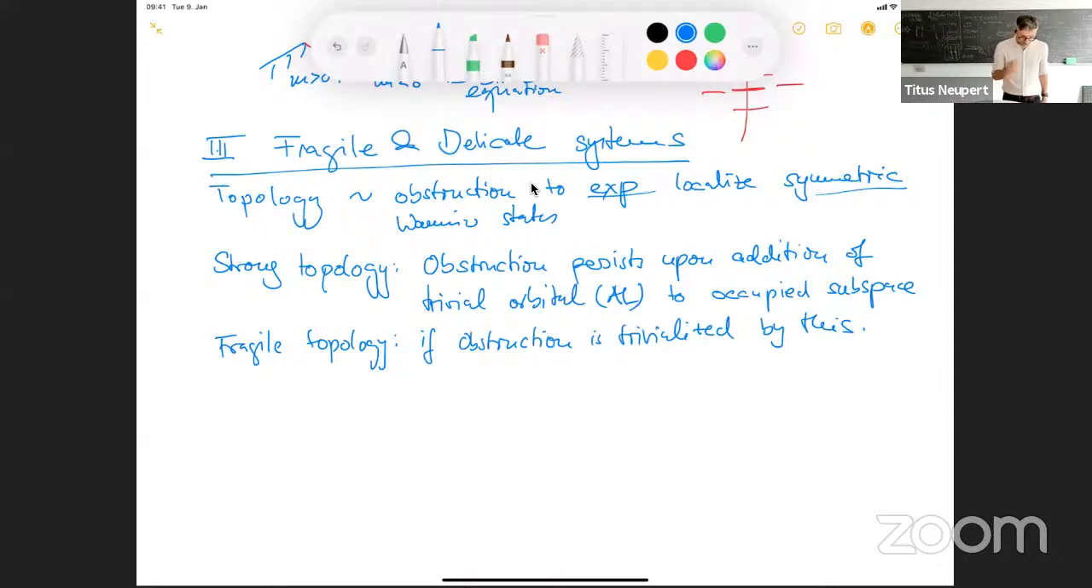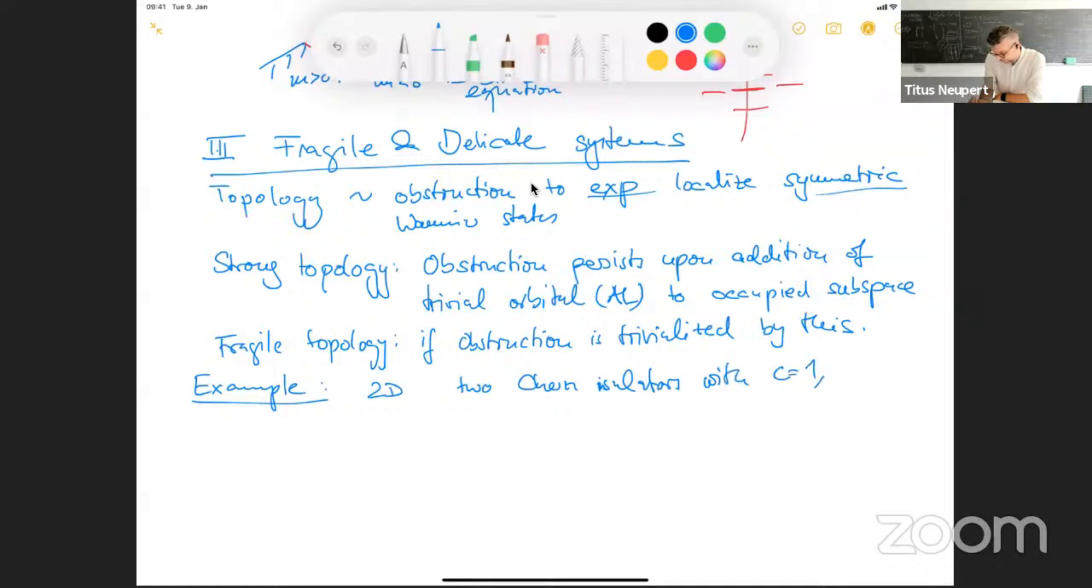Okay. And now let's give an example. It's a simple one for this fragile case, because that may still be a bit dubious to some. And again, I want to use basically the Wilson loop perspective. So it's in 2D and a very simple case. I want two Chern insulators, insulators with C equal to 1 and minus 1, so with opposite Chern numbers, and I want to superimpose them.